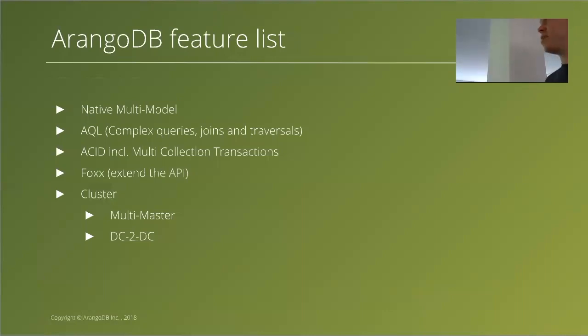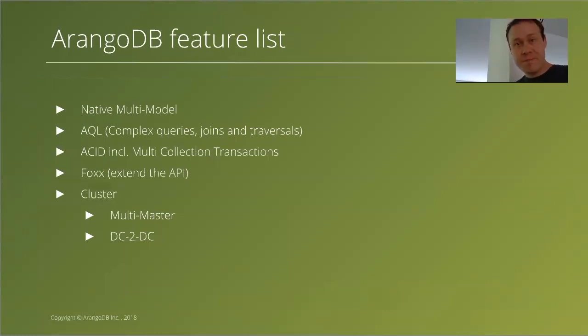Next thing is we have AQL. AQL is our query language, which allows for super complex queries, including joins and traversals, and it can cover all the three data models just with one language. For the single server, ArangoDB is ACID, including multi-collection transactions, just as you know from the relational world. In the cluster, we are not quite there yet, but we are improving.